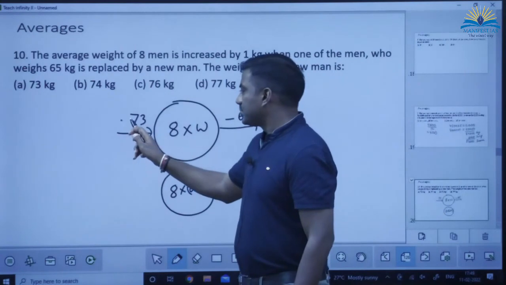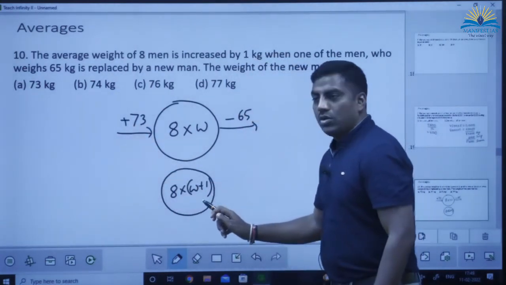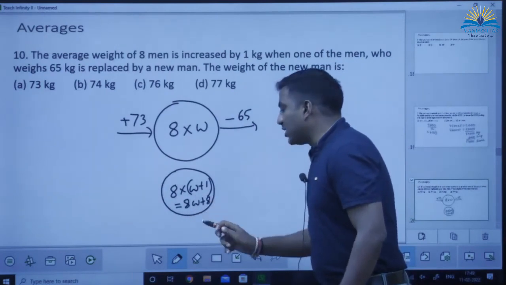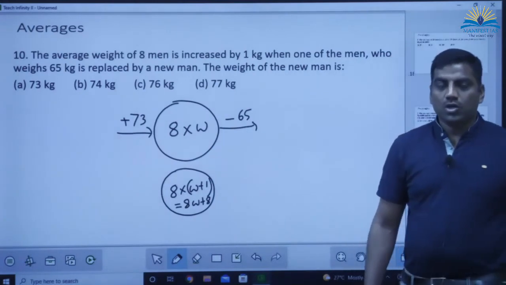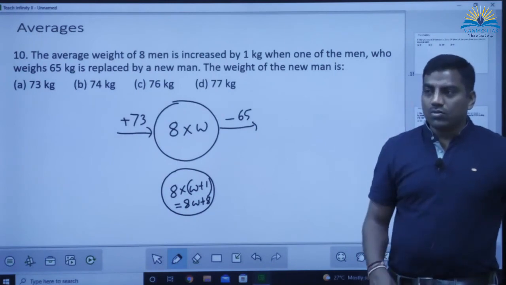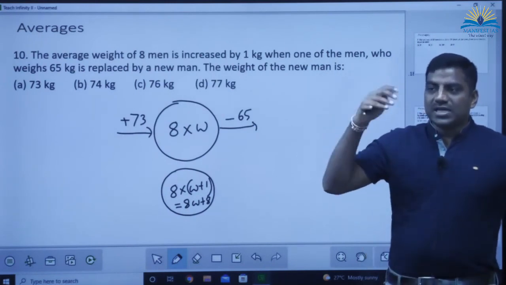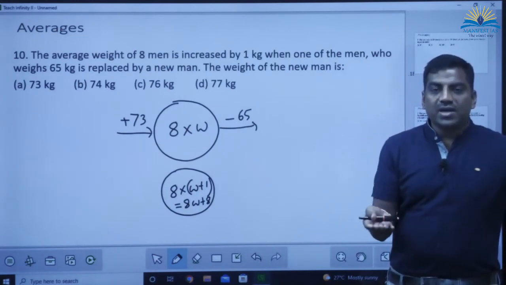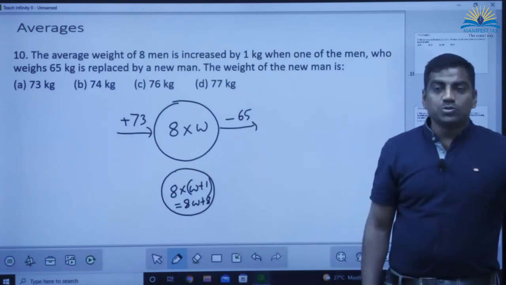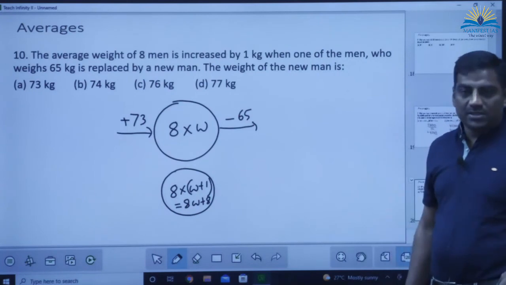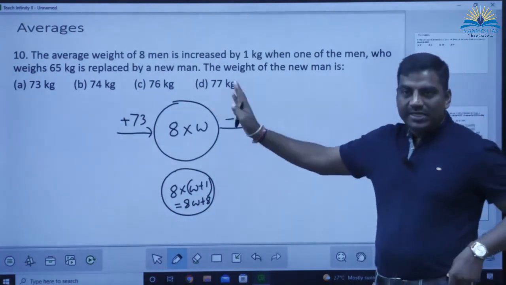Then the person who is coming inside should be of weight 73 kg. See, 8 into W plus 1, what is it becoming? 8W plus 8. The total weight of the group is increased by 8. That means only one transaction has happened. One person has gone out, one person has come in. In that one transaction only, the weight of the group has increased by 8 kgs. That means the person who is coming inside is 8 kgs heavier than the outgoing person. You are 65, he is 73.